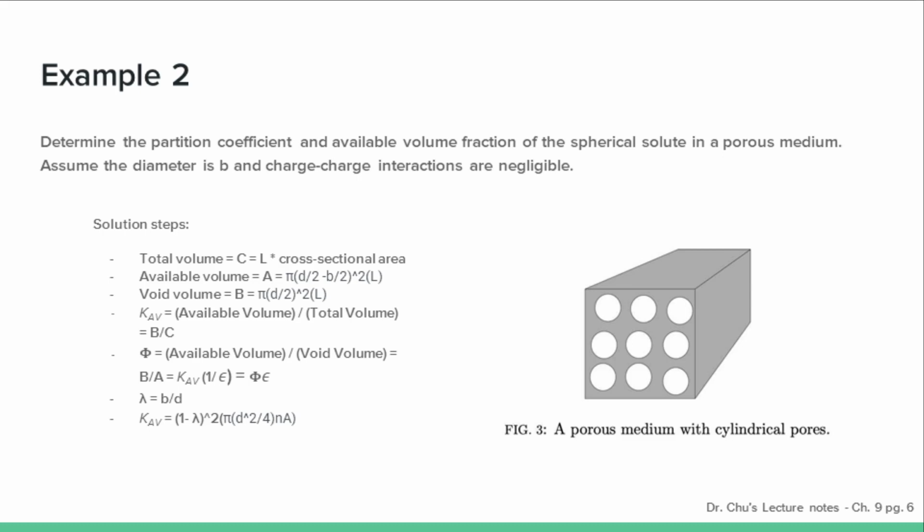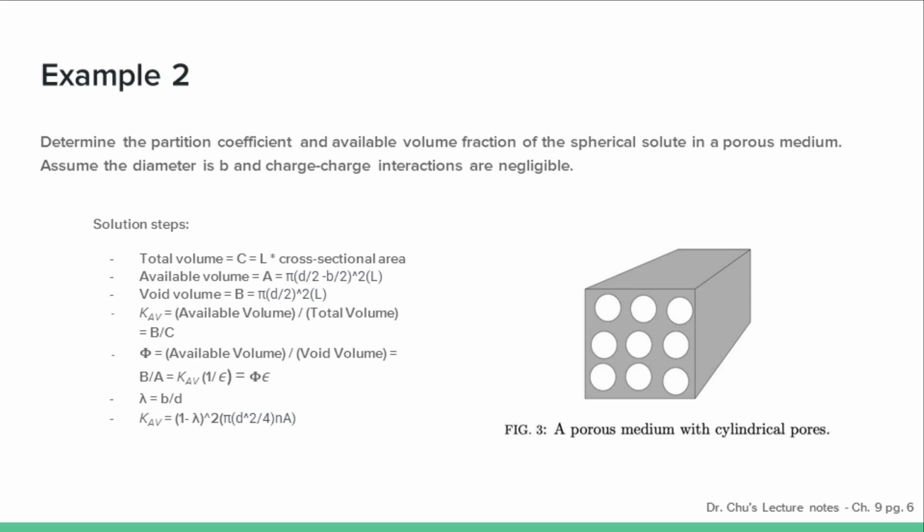That's also equal to KAV times 1 over epsilon, epsilon being the porosity, which in the end is just equal to the partition coefficient times the porosity. Also, while making things easier, we're going to show that lambda is equal to b over d. This is the ratio of the radius of the solute to that of the pore. And we'll be able to use this to further simplify this problem.